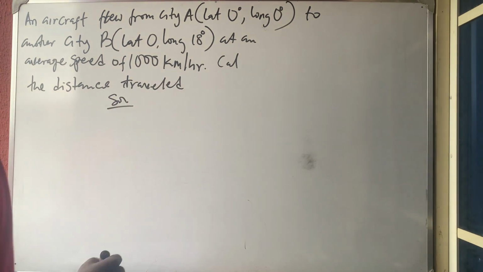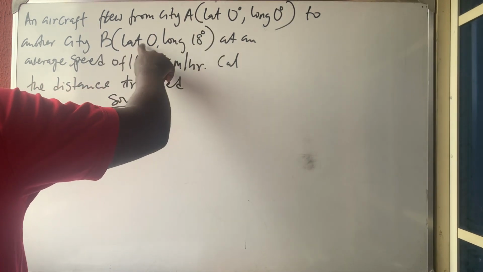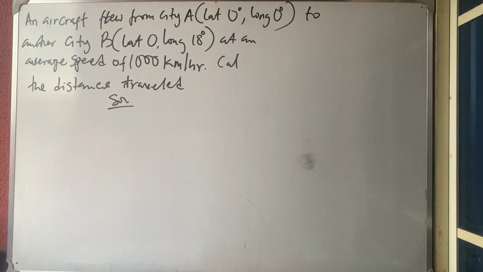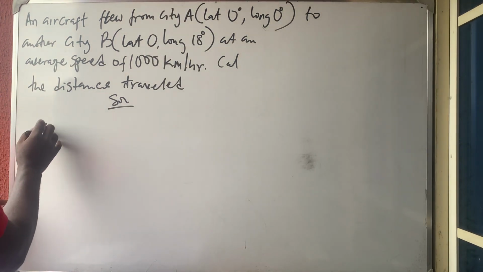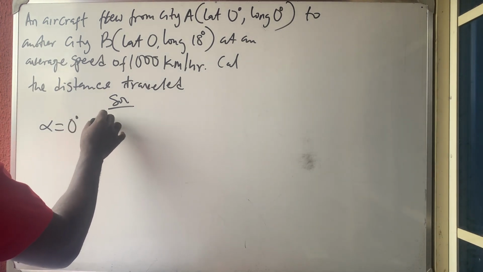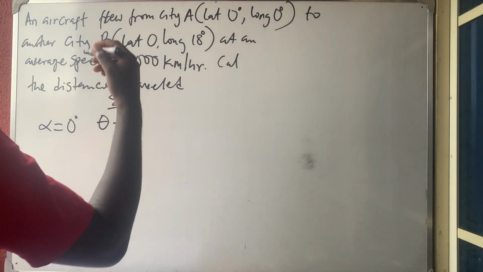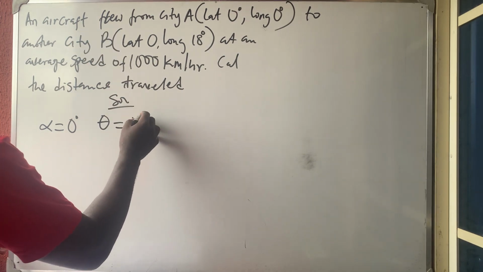Solution. Now this is very simple. We can draw this. Even if you don't want to draw it, you will know that this is distance on a small circle. Yes, because if you look at it, you will see that your latitudes are the same, and if the latitudes are the same, then it is distance on a small circle. So we need our alpha, very important. Our alpha is 0 degrees, while our theta is 18 degrees and 0 degrees. So even if you subtract, you will still get 18 degrees.